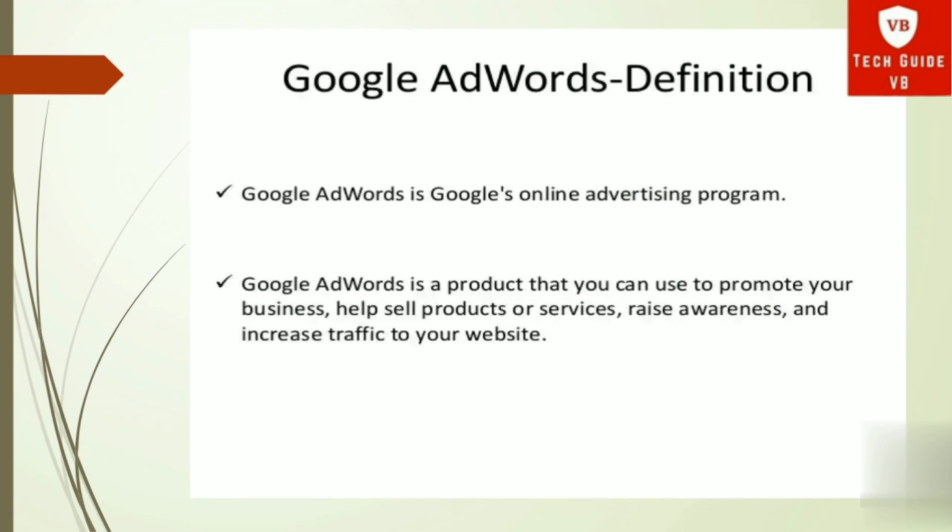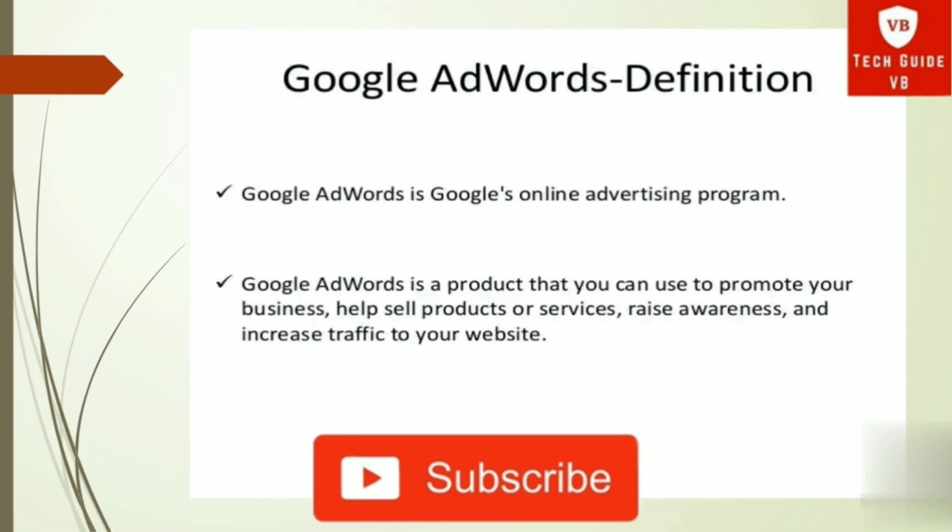Next is Google AdWords definition. Google AdWords is a Google online advertising platform. Google AdWords is a product that you can use to promote your business, help sell products or services, raise awareness and increase traffic to your website.